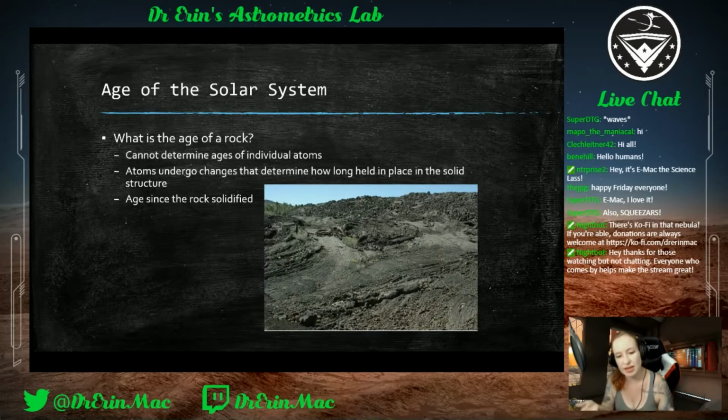When we talk about the age of our solar system, remember we're saying it is about 4 billion years old. One of the things we can do is determine this through the age of rocks. If you pull out an individual atom, whether hydrogen, carbon, or nitrogen, you can't look at a single atom and determine how long it has been around. However, if you have a solid structure made up of atoms, those atoms undergo changes that determine how long they have been held in place. So what we're really finding is the age since the rock solidified.